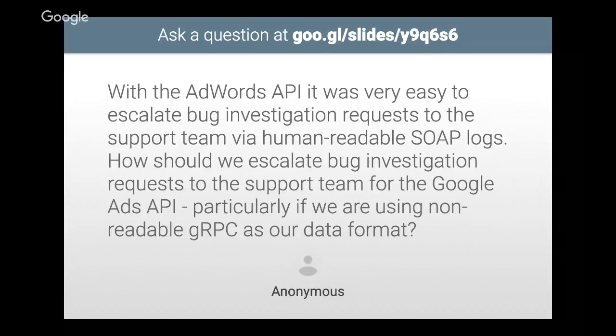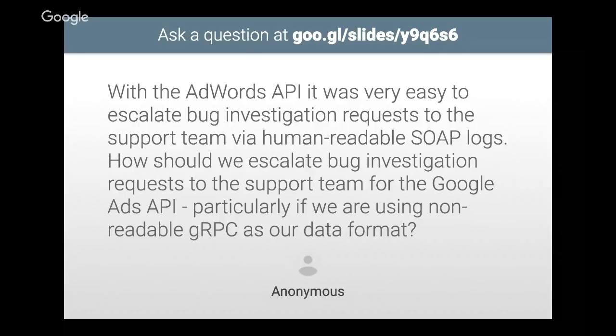Okay, with the AdWords API, it was very easy to escalate bug investigation requests to the support team via human-readable SOAP logs. How should we escalate bug investigation to the support team for the Google Ads API if we're using non-readable gRPCs or data format? That's a really good question, and I think this goes back to the previous question: where are the logs? I think right now one of the more important things you can do is you can send us code snippets. So if a certain API request is failing, send us a stack trace.